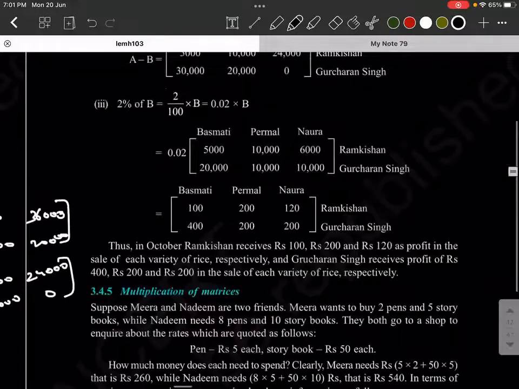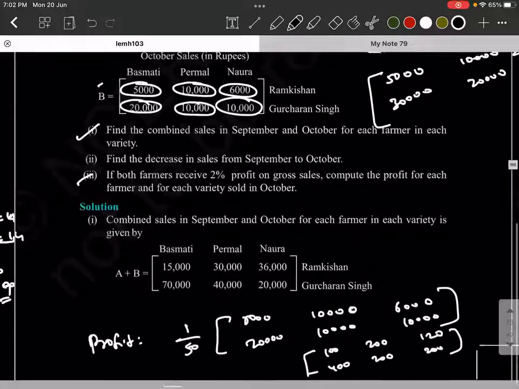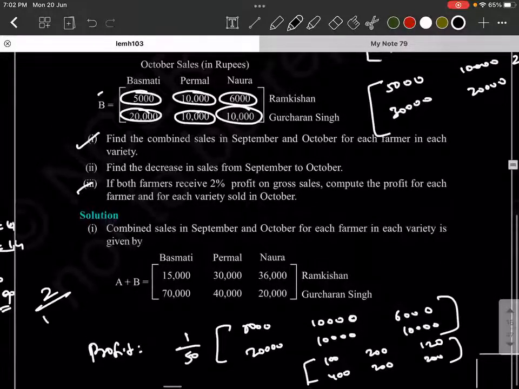Sir, why is it 1 by 50? It was 2%. 2%, that is 2 by 100, which is 1 by 50. Okay. Is it clear?